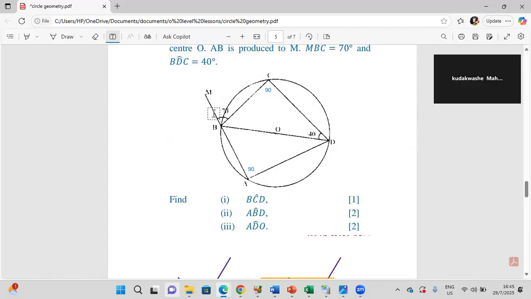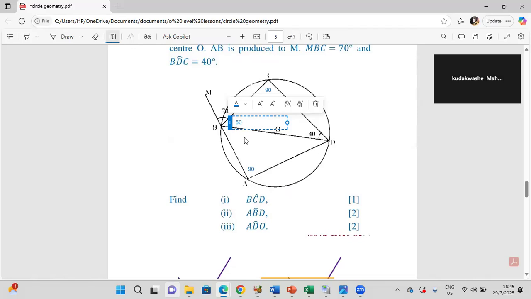Sorry, this is not a tangent. Don't confuse this, because this is going through the circle. A tangent does not get into the circle. So to get this angle, don't say 90 minus 70. To get this one, it's 90 plus 40, 130, from 180 we get this one. So this one becomes 50 degrees.